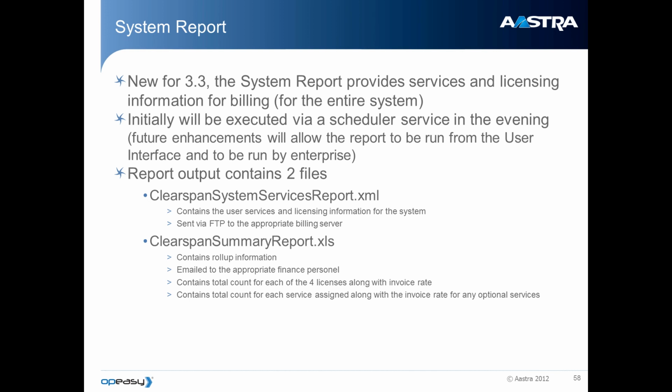Report output contains 2 files, the ClearSpan System Service Report XML and the ClearSpan Summary Report XLS. The XML file contains the user services and license information for the system and is sent via FTP to the appropriate billing server. The ClearSpan Summary XLS contains roll-up information emailed to the appropriate finance personnel.